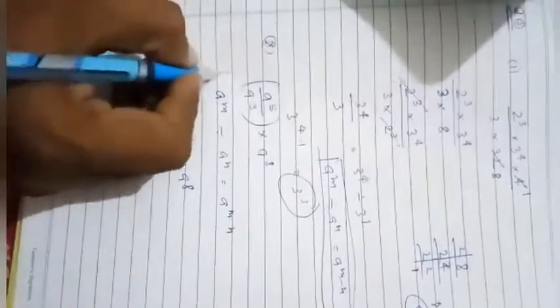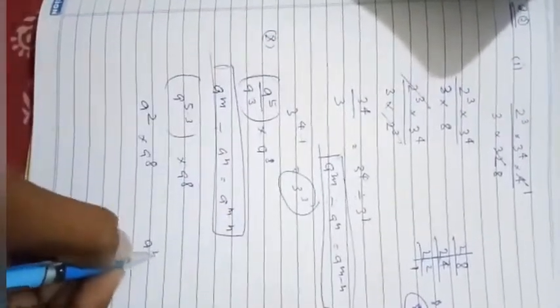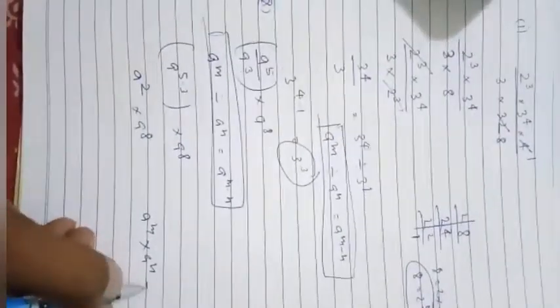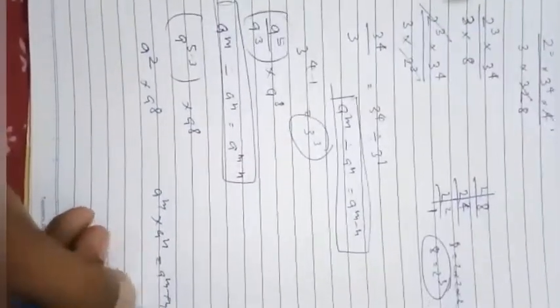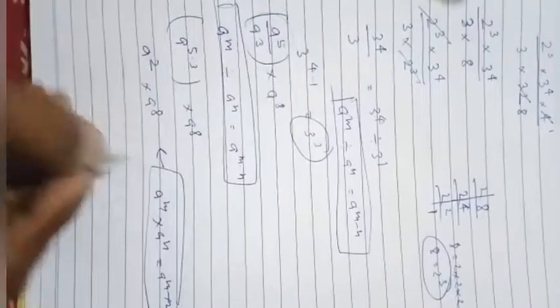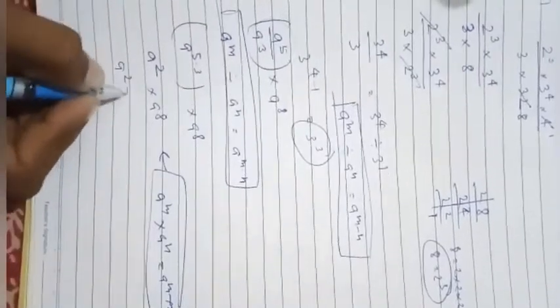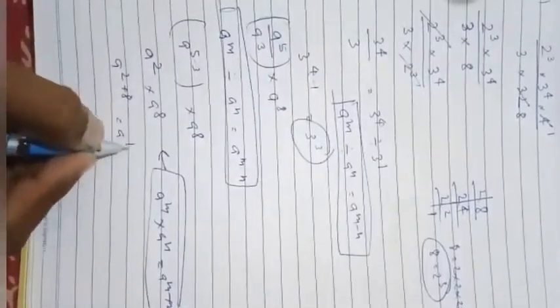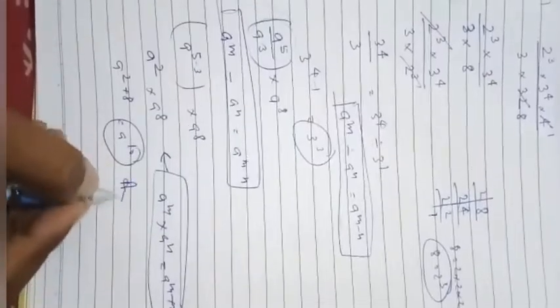Now here you can apply this law: a raised to m into a raised to n is equal to a raised to m plus n. This law you have to apply in this. So you can write a raised to 2 plus 8. This would be a raised to 10. So this is the final answer.